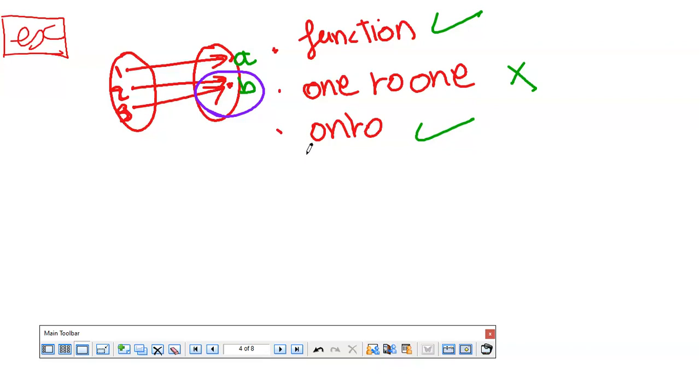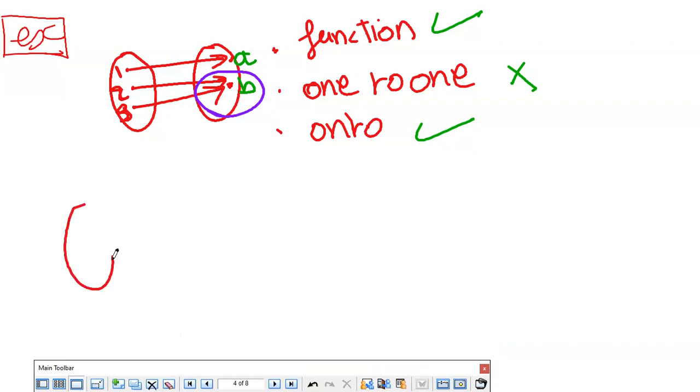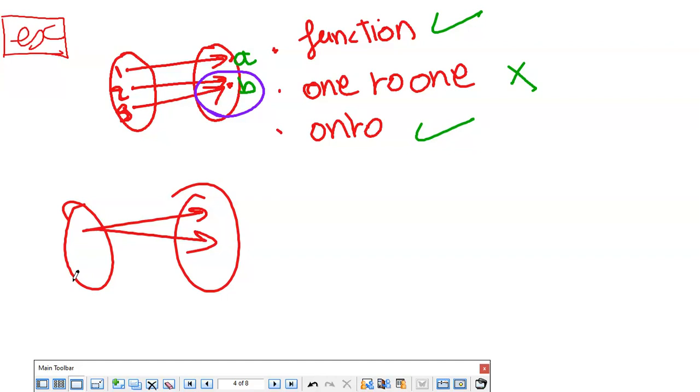Is it an onto function? Yes. I look at y. Do we have any value in y that's not an image of any point from the domain? No, so it's an onto function. If I had, for example, something like this, I cannot say that it's a function because the same x has two images. So it's not a function, and I cannot continue talking about whether it's one-to-one or onto.